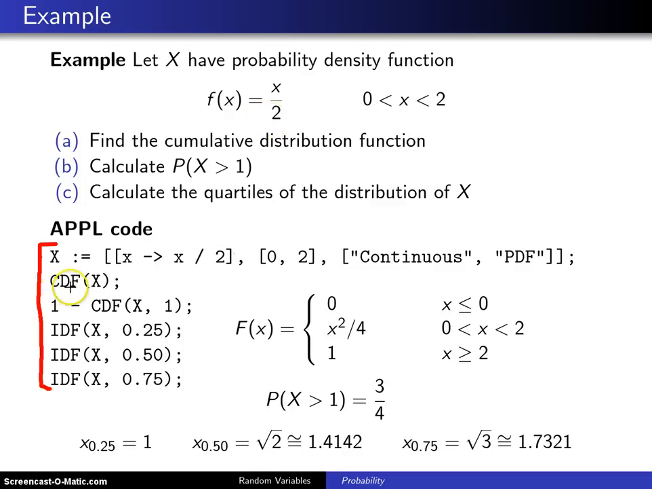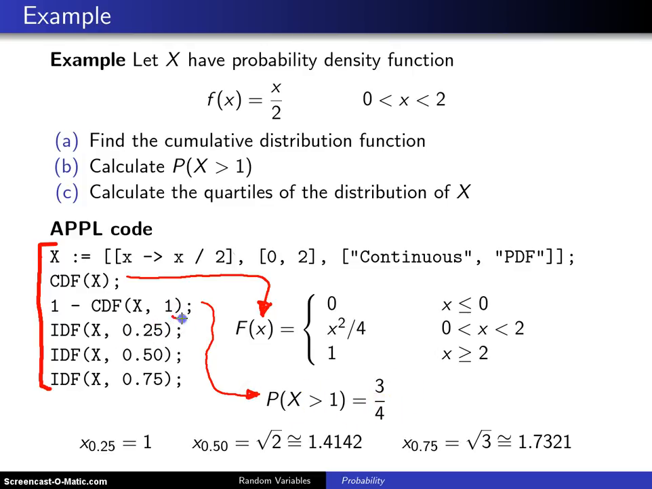So the first thing we do is we want the CDF of x, and when you do that, that will return capital F of x. And capital F of x in this case is 0 for x less than or equal to 0. It is x squared over 4 between 0 and 2, and it is 1 for x values greater than 2. The next thing we want is the probability x is greater than 1.